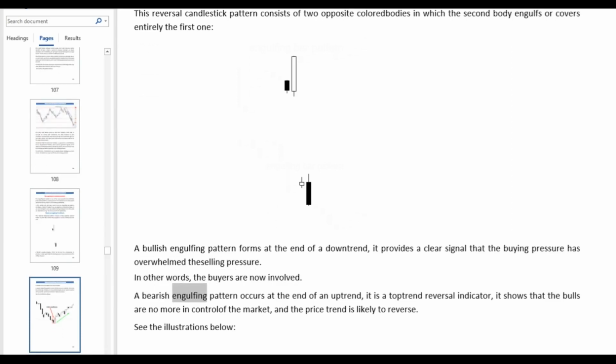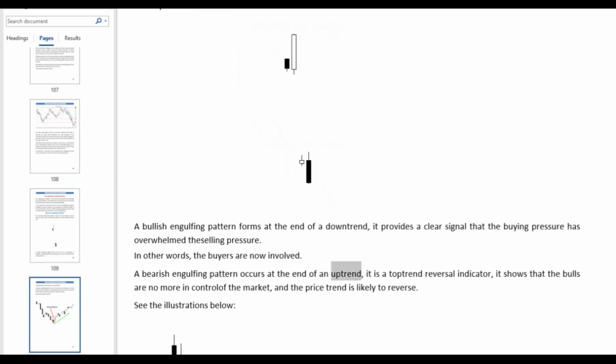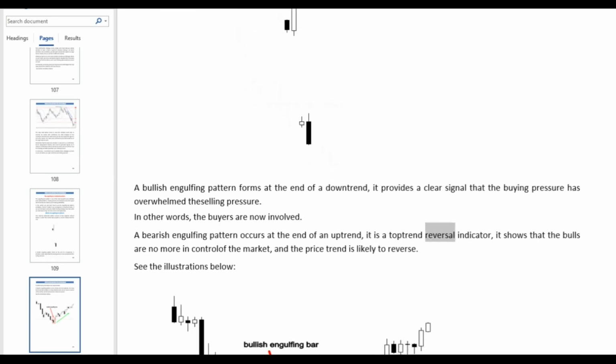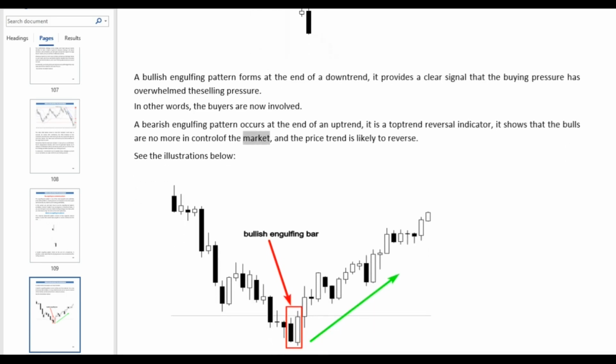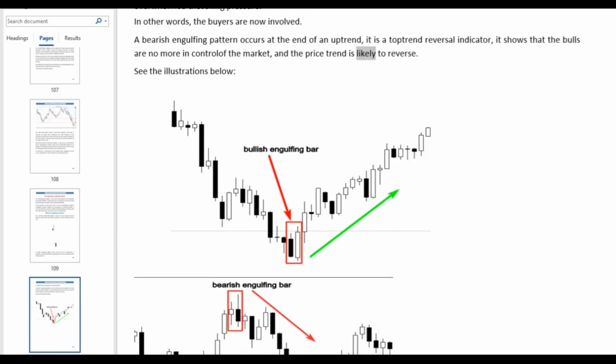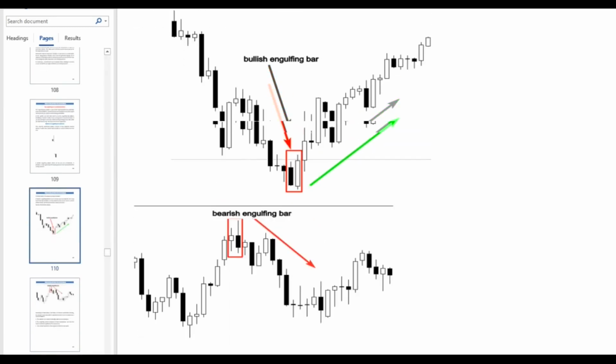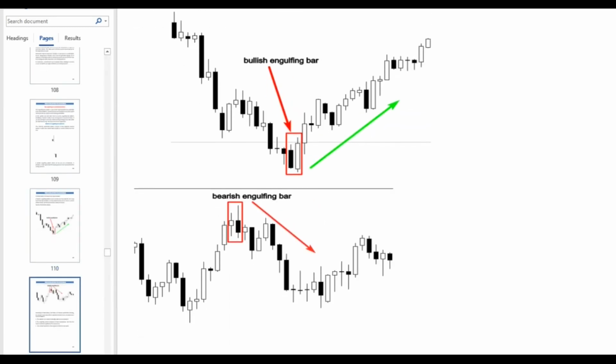A bearish engulfing pattern occurs at the end of an uptrend. It is a top trend reversal indicator. It shows that the bulls are no more in control of the market, and the price trend is likely to reverse. See the illustrations below.